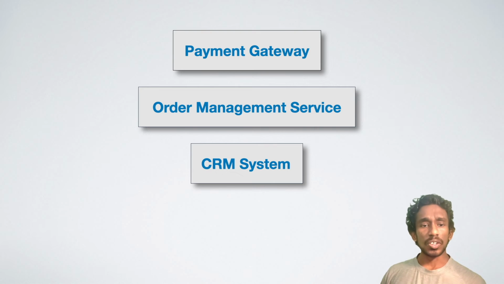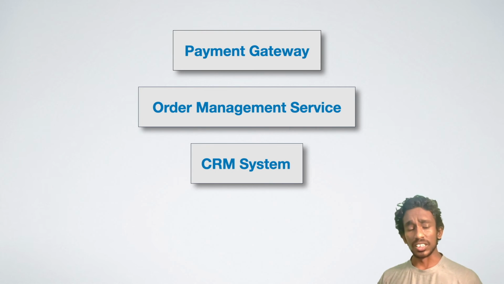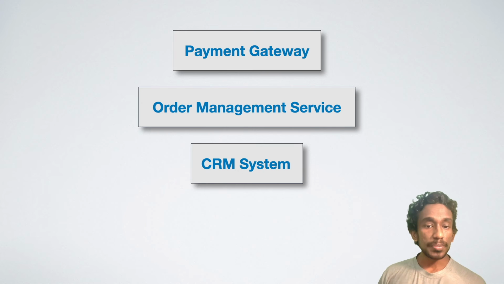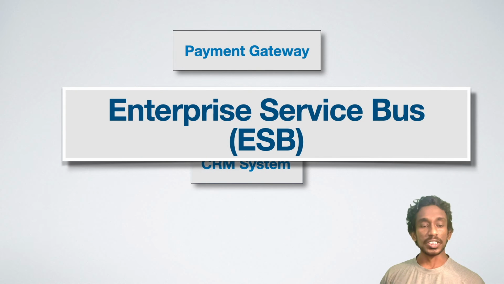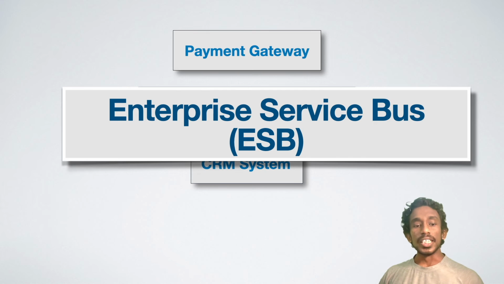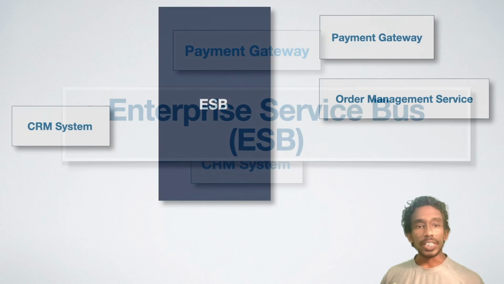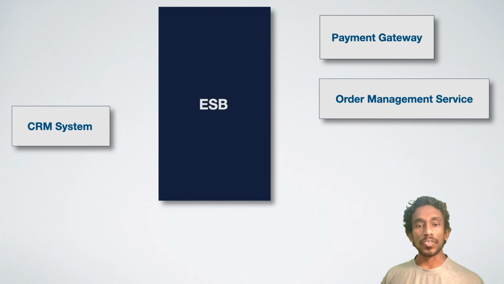How can we manage all of these services? How does each of these services interact with each other? Here comes the enterprise service bus, or in short, ESB. ESB can simplify the inter-service interactions. ESB sits in the middle of all of these services and handles all inter-service communication.